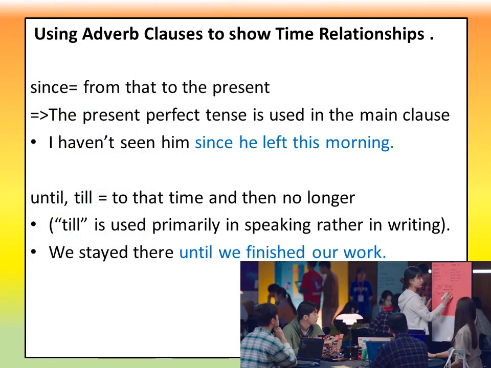Now we are going to see how to use adverb clauses to show time relationship. Since means from that time to the present. The present perfect tense is used in this kind of main clause. I haven't seen him since he left this morning. Until or till. It means until that time, to that time, and then no longer. Till is used primarily in speaking rather than in writing.